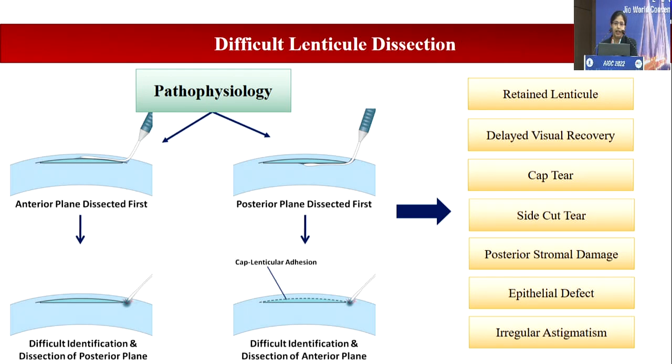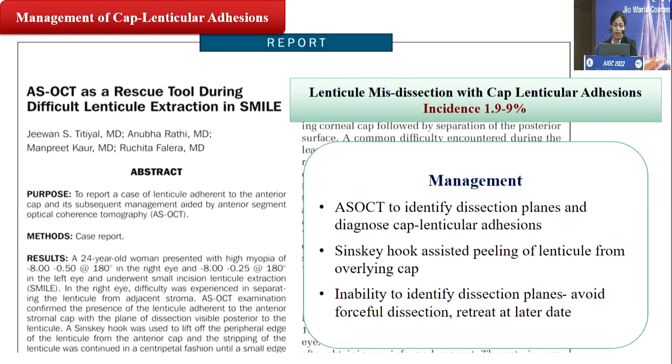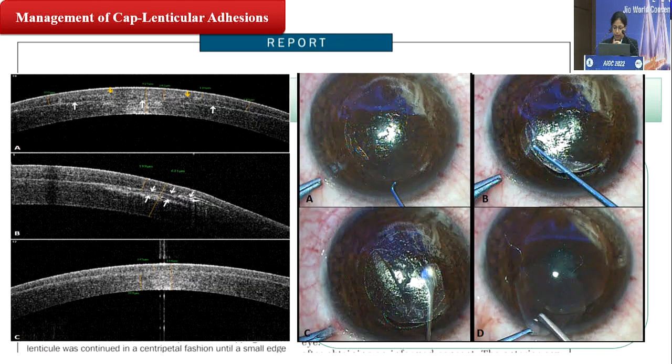Going anterior and trying to dissect it from the cap becomes difficult, and you can have a host of complications including retained lenticule, delayed visual recovery, cap and side cut tears, posterior stromal damage, epithelial defect, and irregular astigmatism. So we have described the use of anterior segment OCT as a rescue tool during difficult lenticule extraction in SMILE, because the major issue is that you don't really know whether you are in the wrong plane or not.